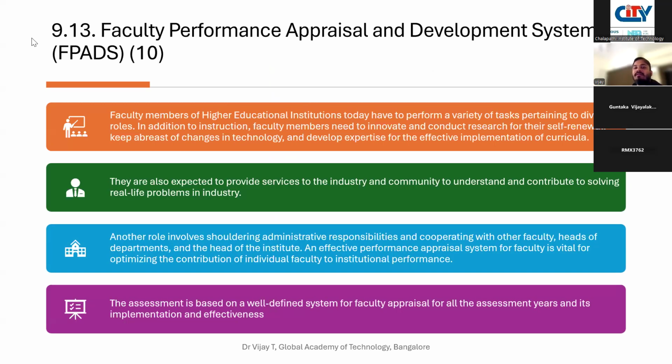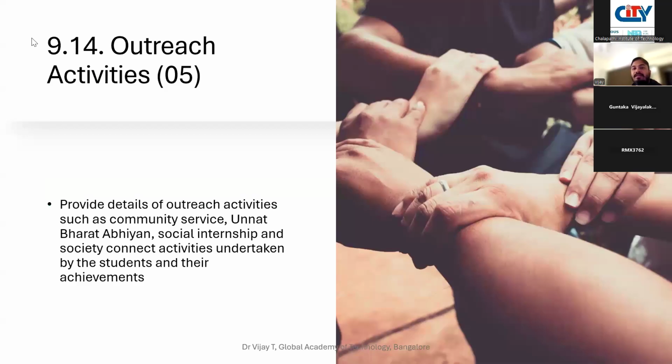And appraisal and development system, FPATs, yearly increments, how we are doing, what is the process followed for the last 3 years, and what are the slabs in which the increment is given at an institute level would be considered for 10 marks. Then what are the outreach activities of the institution?